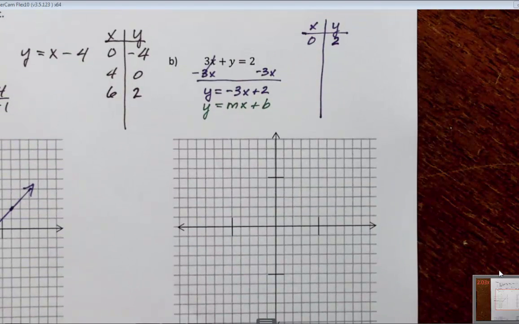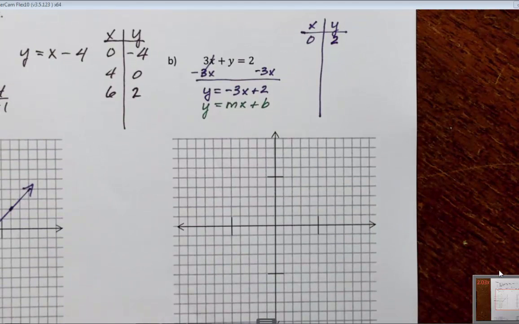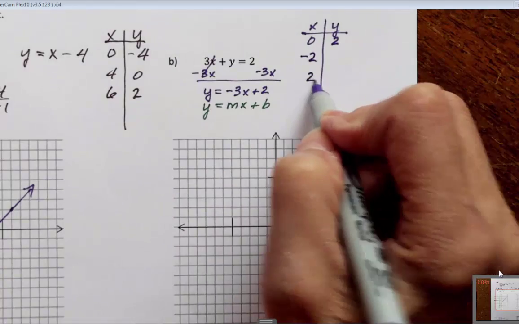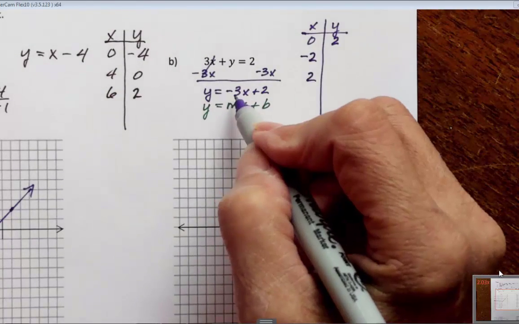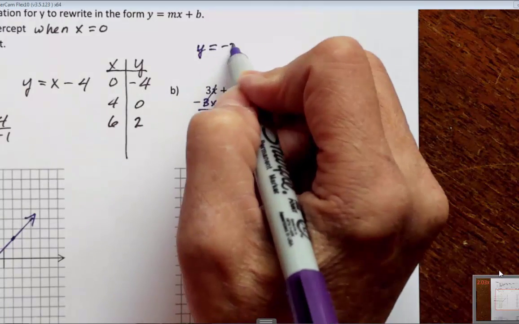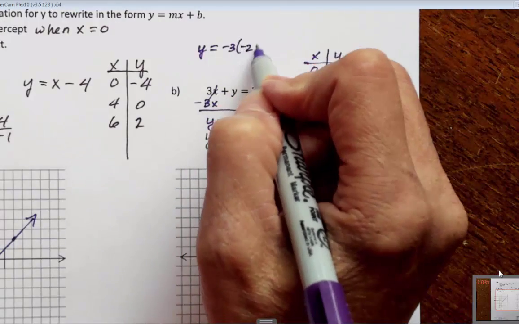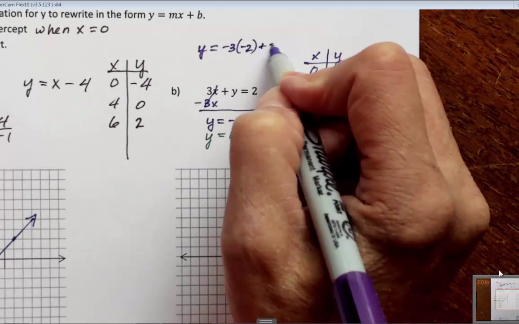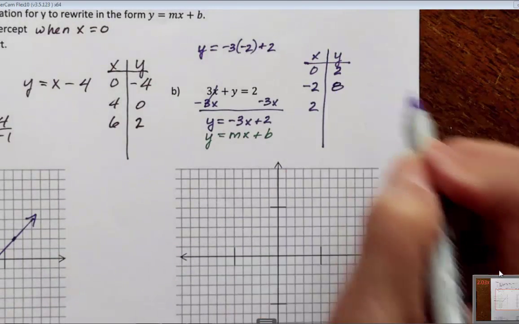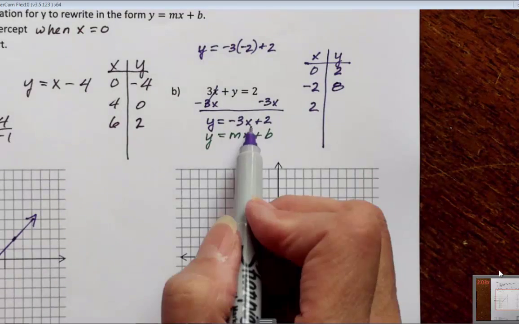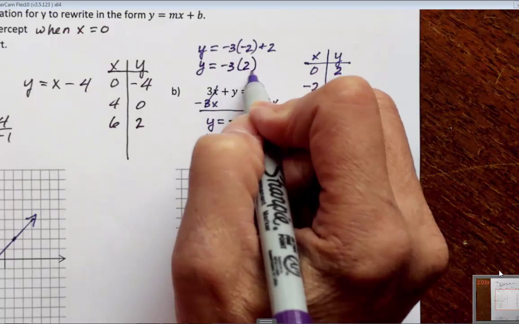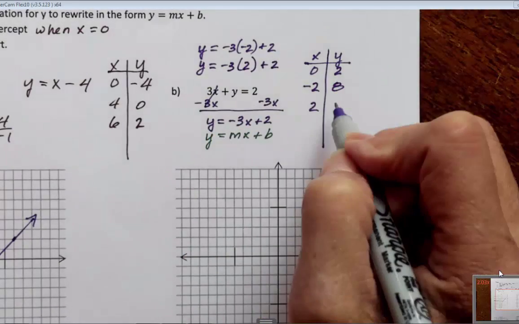And then you can pick any other points you want. You can pick them randomly. I'm just going to go ahead and pick negative 2 and 2. And when I plug it into here, I'm going to end up with y equals negative 3 times negative 2 plus 2. That simplifies to equaling 8. And then I'm going to put 2 in for x. So I have y equals negative 3 times 2 plus 2, and that's going to give me negative 4.